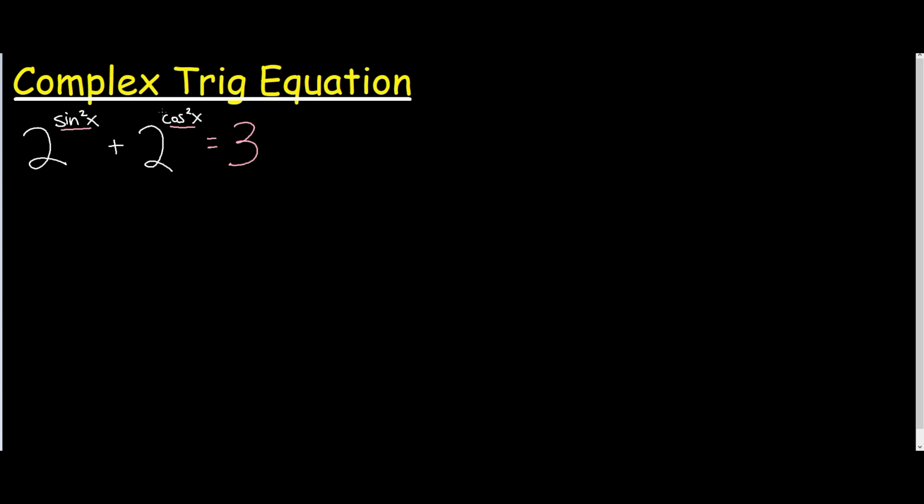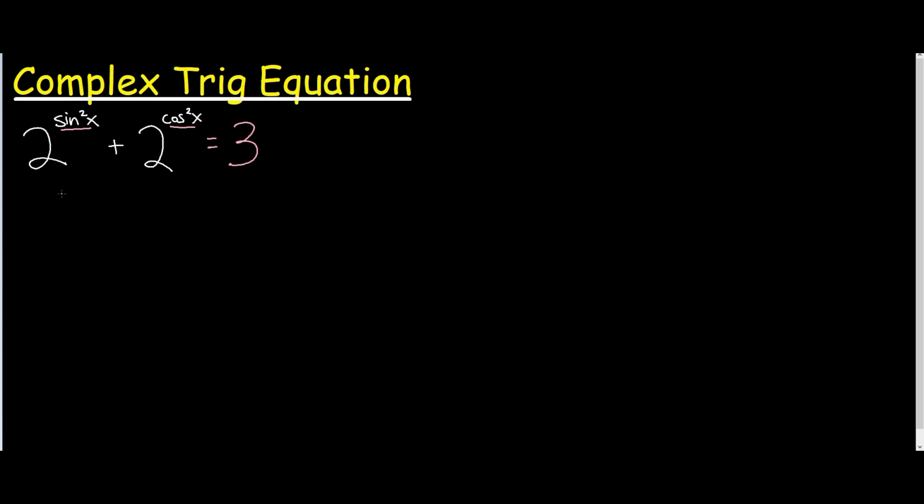Our goal is to solve for x, and if the variable x is separated, we gotta bring them together somehow, okay? So first thing you wanna do here is figure out a way to bring the sine squared and cosine squared together.